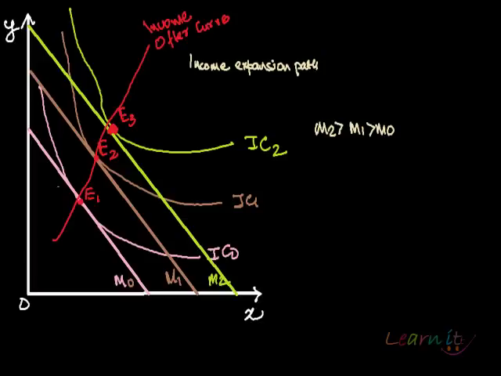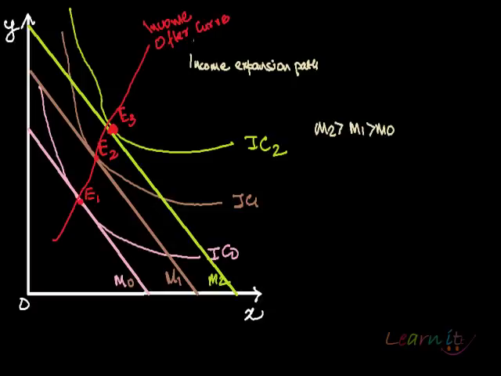The income offer curve drawn like this is for normal goods. In different recordings we'll look at the income offer curve for perfect substitutes, inferior goods and other goods. But for the sake of introduction, this is the income offer curve for normal goods. As you can see, with an increase in income, more of both goods is consumed.